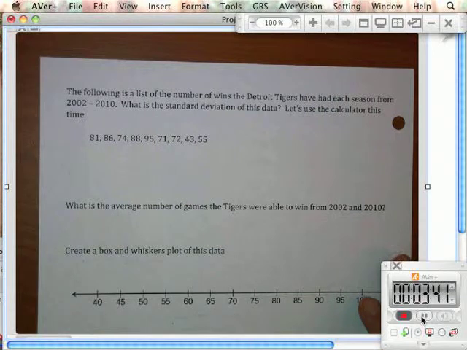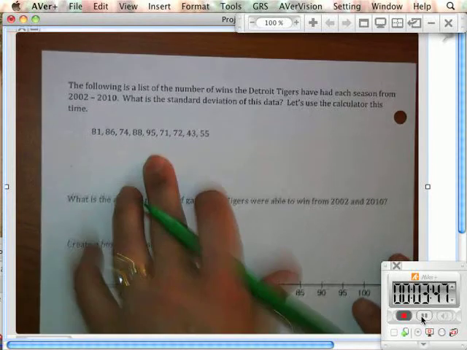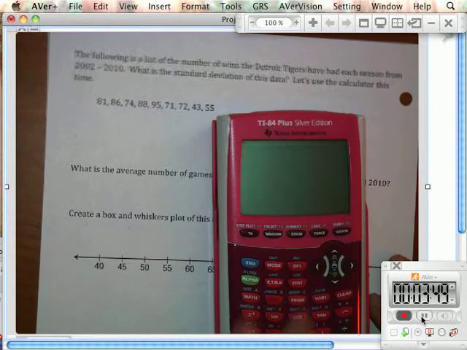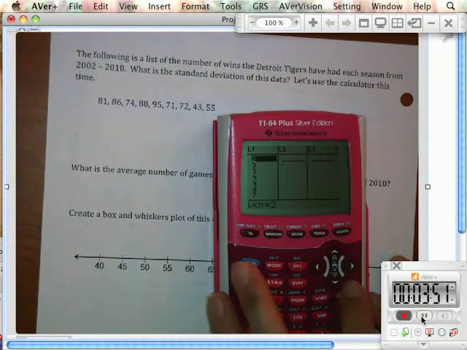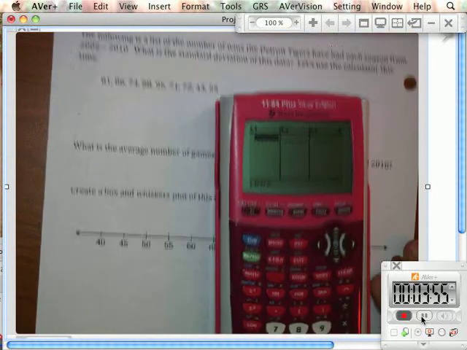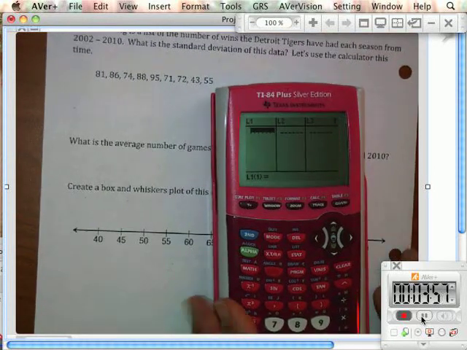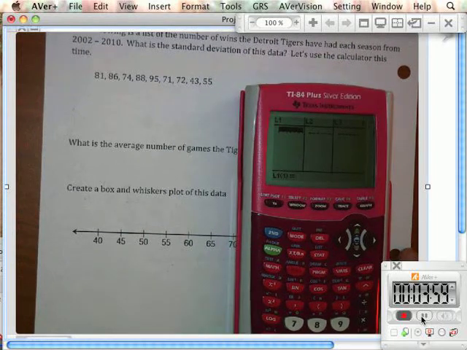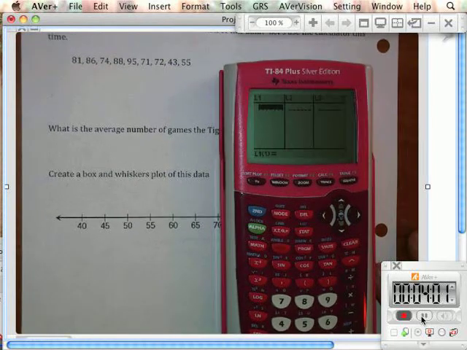Guess what? The calculator gives you the standard deviation as well. So we're going to enter this into a list. Let's put it in order. So you're going to go in, clear your list. Stat, edit. Oh my word, you guys should know this by now. So enter them just as they are.